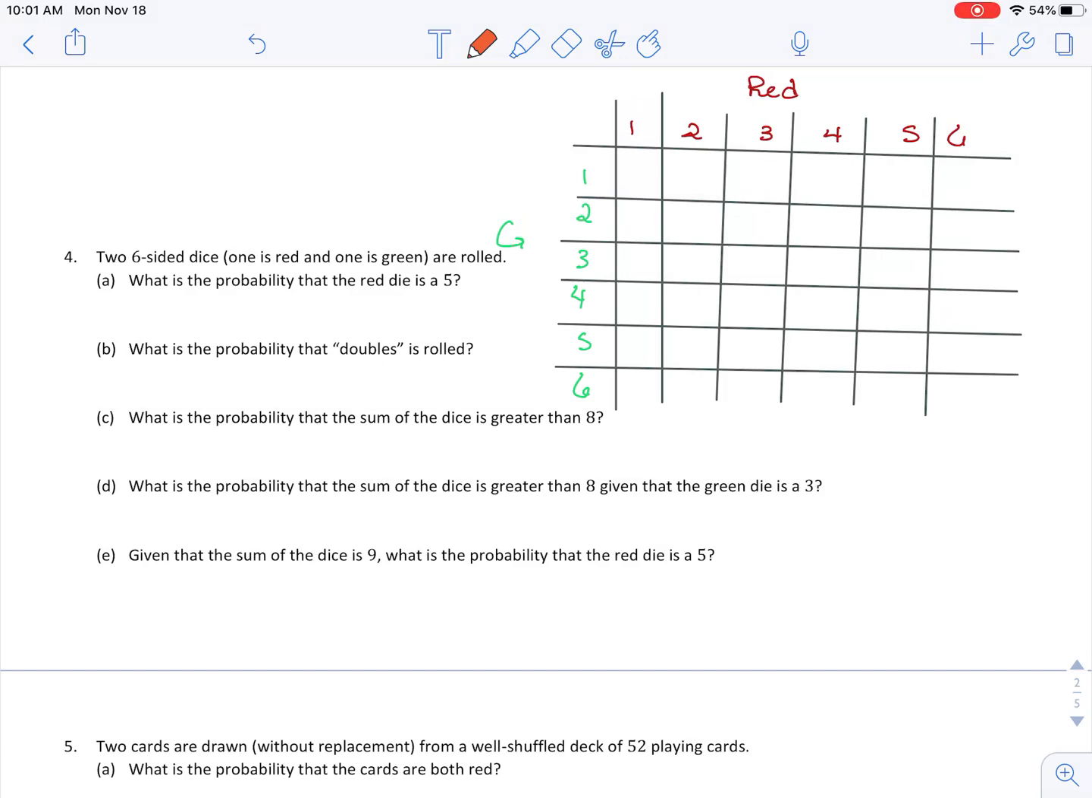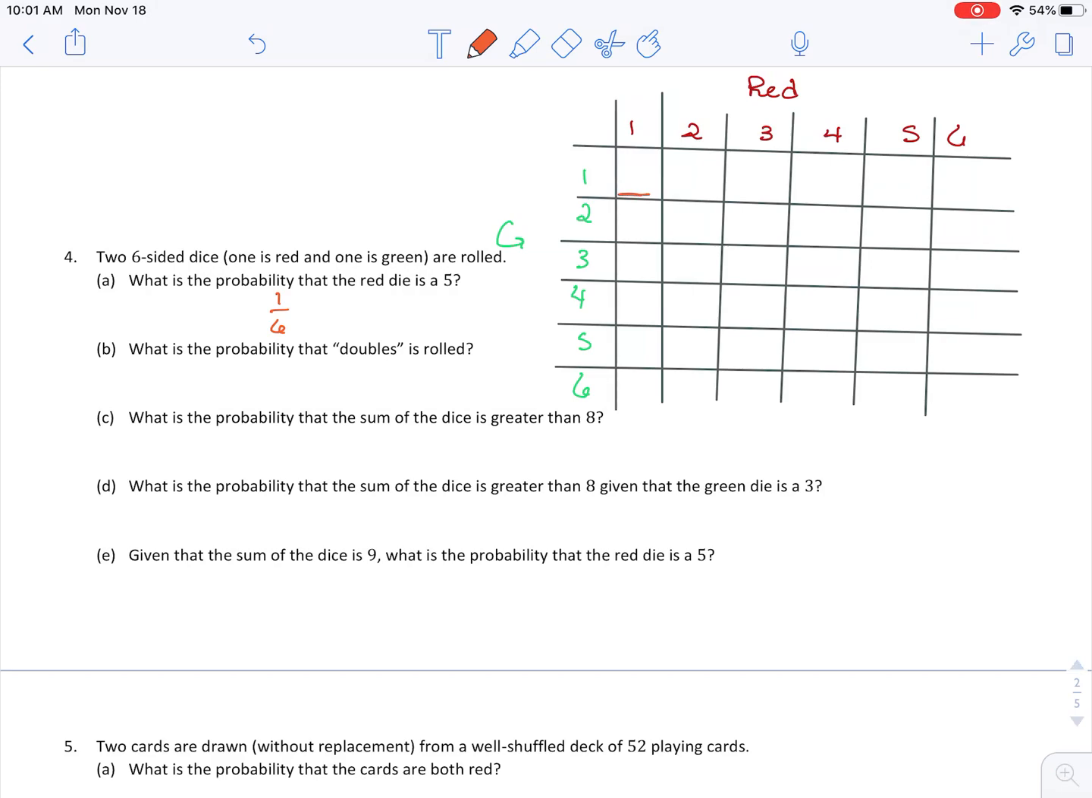On number 4, we have 2 6-sided dice that are being rolled. One of them is going to be red, one of them is going to be green. So I already kind of outlined what my sample space is going to look like. But for part A, I just want the probability that the red die is a 5, which means if I'm only looking at these red results up here, there's only one way to get 5, but there are 6 things that could have happened.